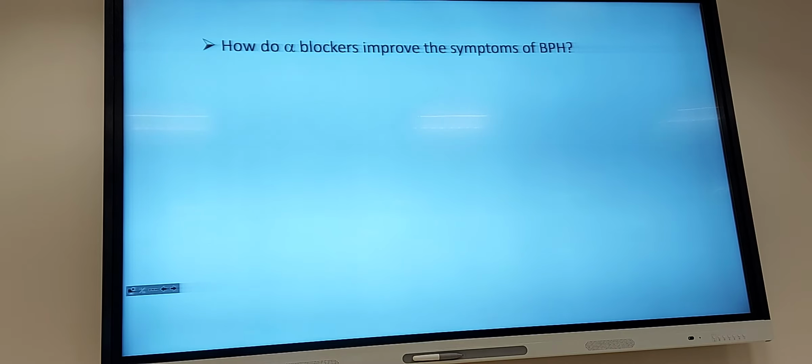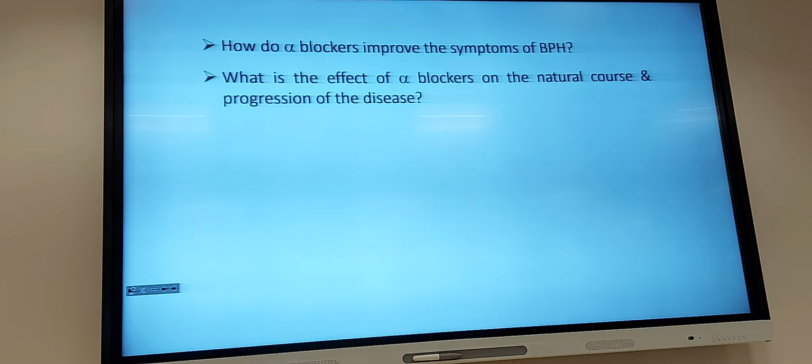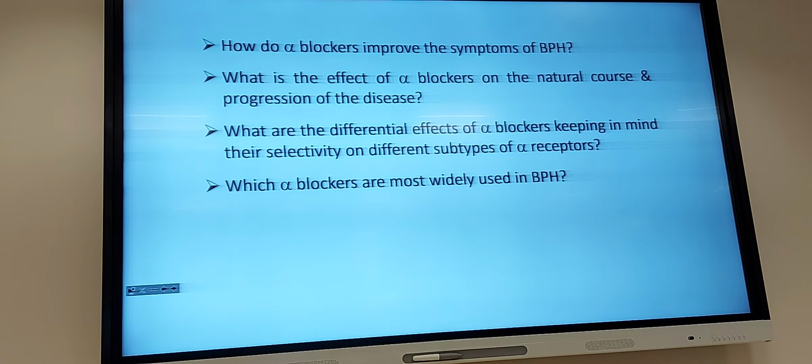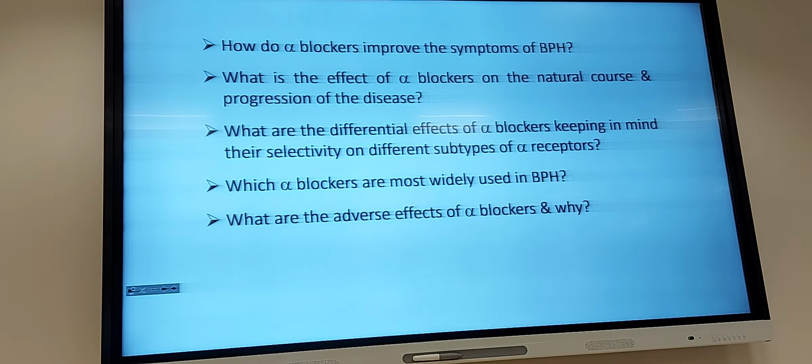So when we are discussing this lecture, we will try to answer these questions: how do alpha blockers improve the symptoms of BPH? What is the effect of alpha blockers on natural course and progression of the disease? What are the differential effects of alpha blockers, keeping in mind the selectivity and differential subtypes of alpha receptors? Which alpha blockers are most widely used in BPH? What do you think? Which ones should be used more? Subtype selective. Yeah, so more selective for alpha 1A, like tamsulosin and alfuzosin. But if someone has hypertension, then we can use trazodone. And then we will talk about adverse effects.